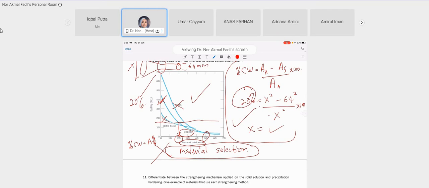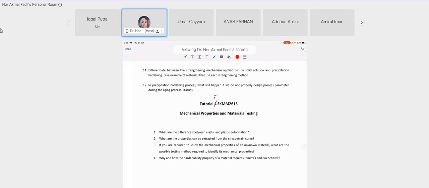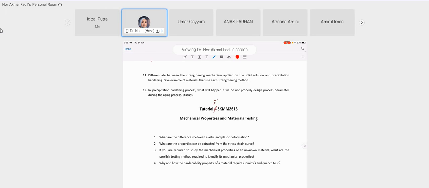It will turn the material very brittle. So that's the reason you need to set the optimum. Too high strength is okay, but too low ductility will be a disadvantage to your materials. Okay. So differentiate between the strengthening mechanism applied in solid solution and precipitation hardening.